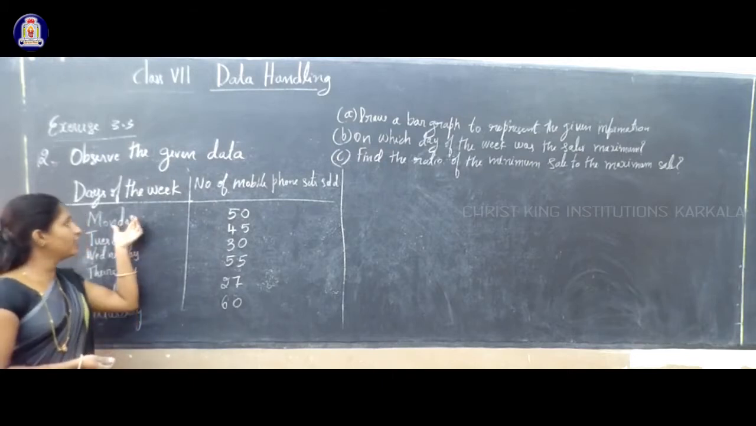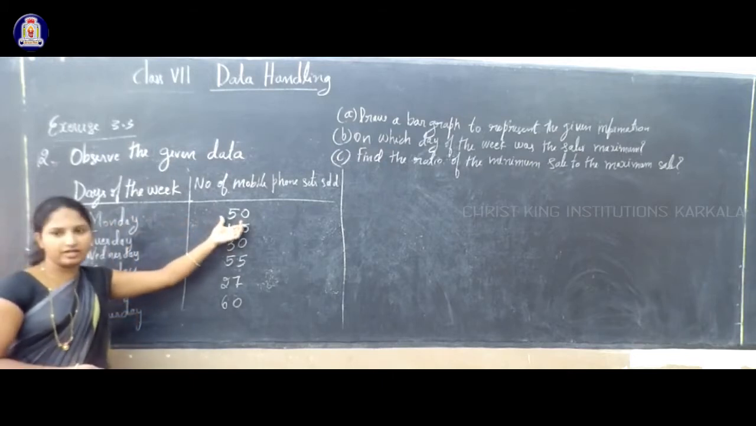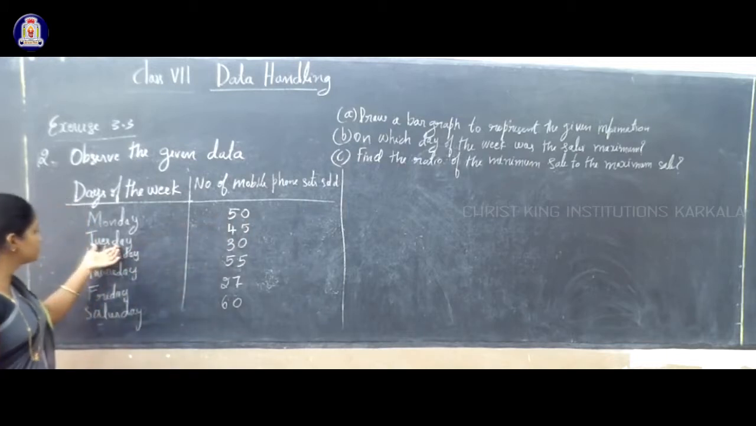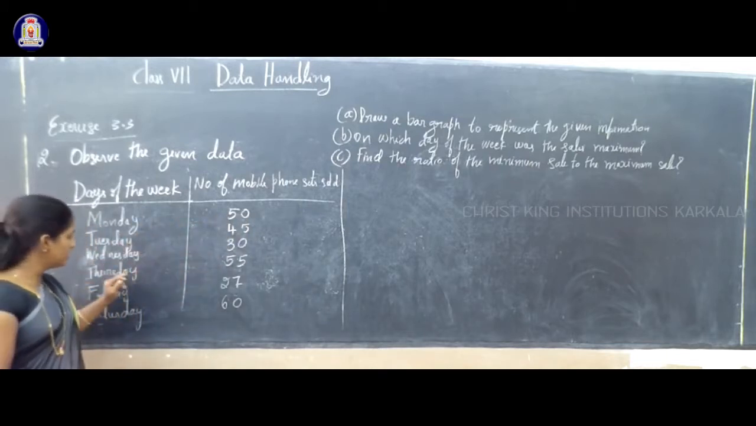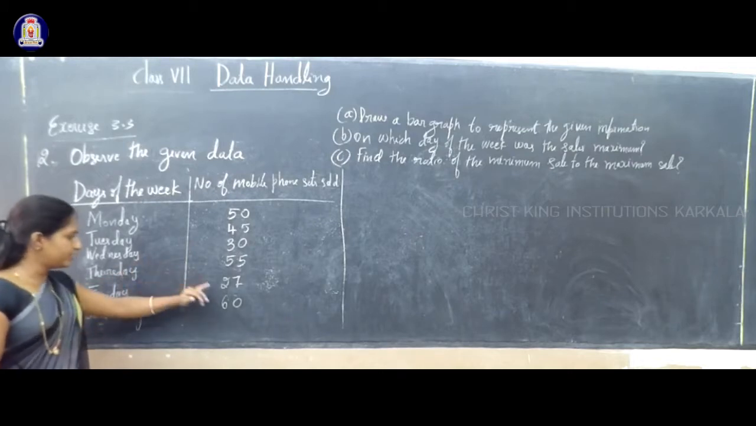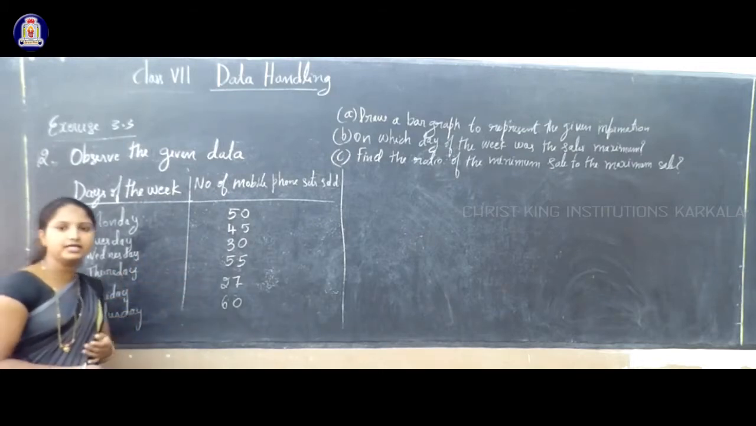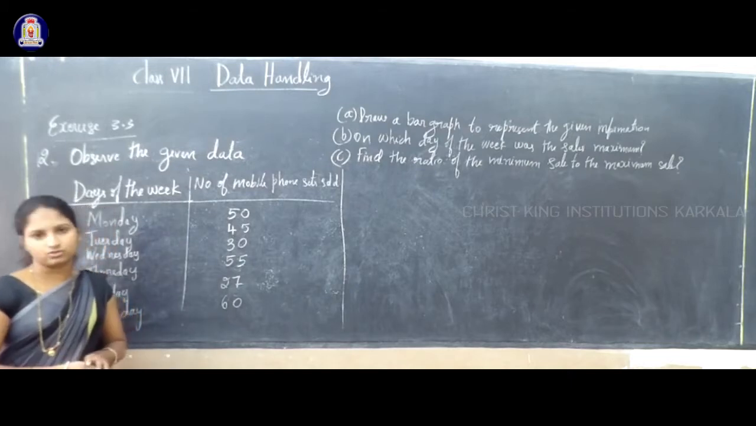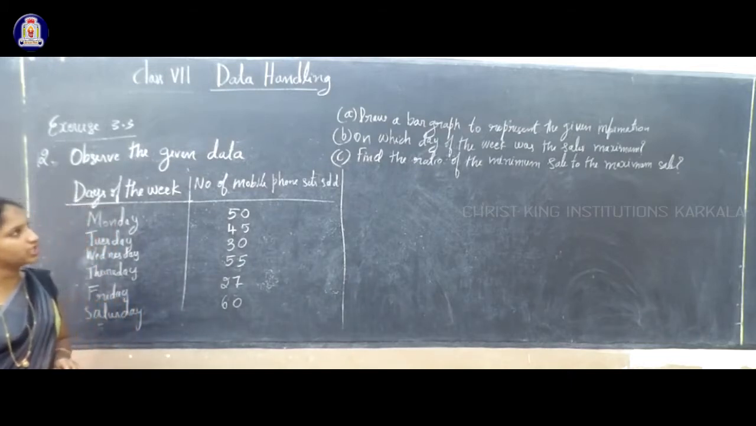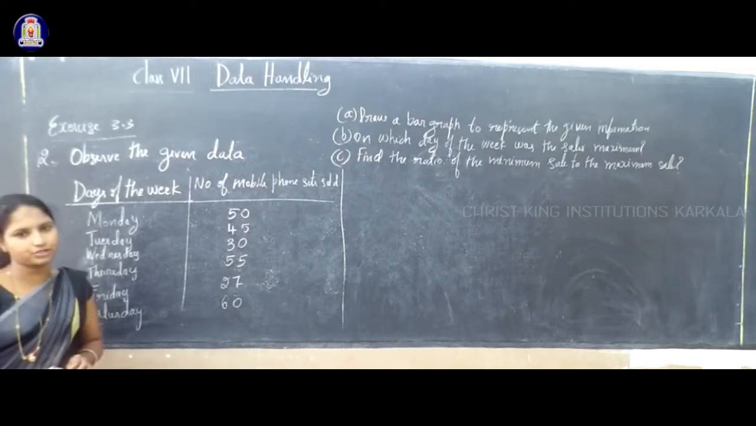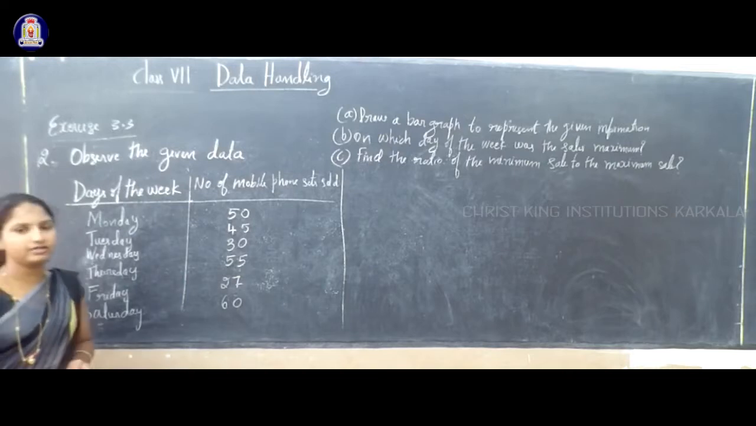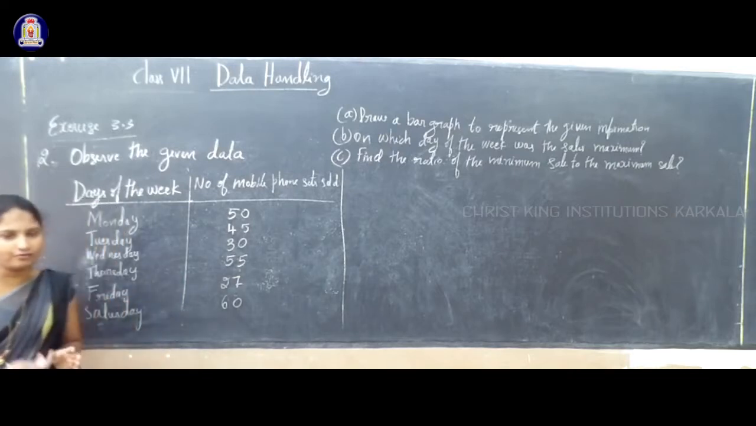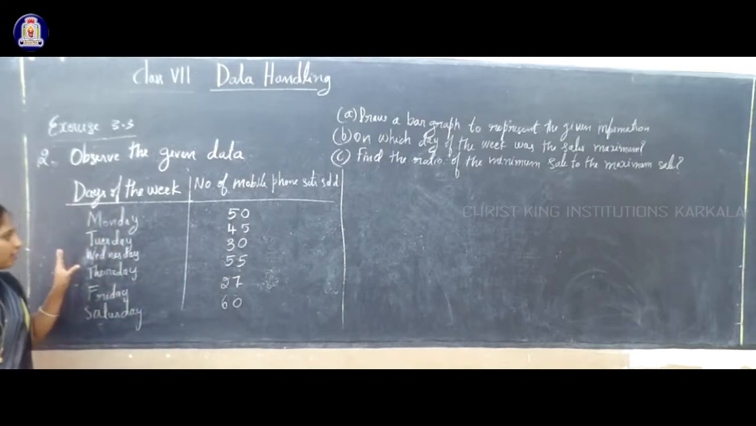On Monday, how many mobile sets are sold? 50 mobiles. Clear? On Tuesday, 45 mobiles are sold, Wednesday 30, Thursday 55, Friday 27, Saturday 60 mobile phones are sold. Clear? So now the first question is: draw a bar graph to represent the given information. So how can we represent the given data by a bar graph?